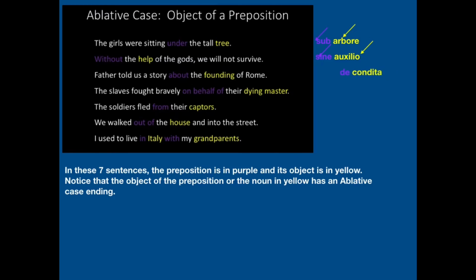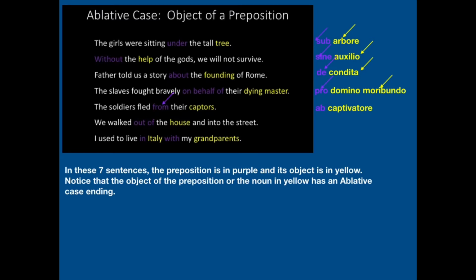In the next sentence, the preposition is about, which is the Latin word de. Founding must be written with an ablative inflection, and we see that on condita. Pro is the Latin preposition for on behalf of. It requires the ablative case, which we see on both domino and moribundo.